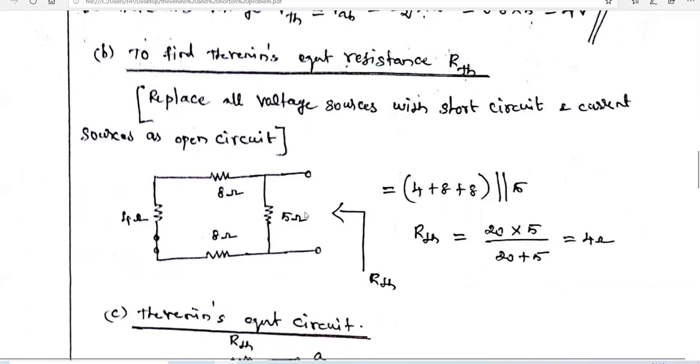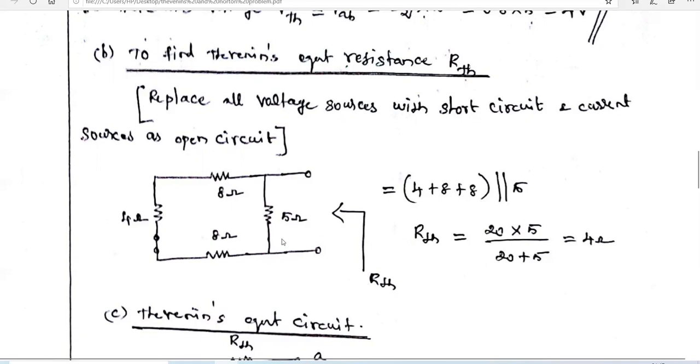Now across this terminal A and B, we have to find the total resistance value. We have to reduce this network from the opposite direction. You see this 8 ohm, 4 ohm, 8 ohm: these three resistances are connected in series combination, so we add them into a single resistance. 8 plus 4 plus 8 gives 20 ohms. That 20 ohm is connected in parallel with this 5 ohm resistor.